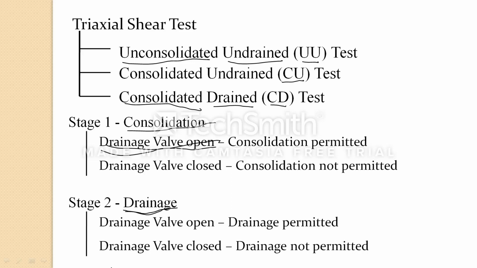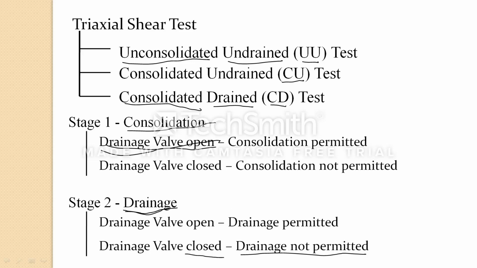So this is one of the basics of the triaxial shear test. The test has mainly two stages, stage one and stage two. Stage one is the consolidation stage, and stage two is the shear stage, or we can say the drainage stage. In stage one, consolidation is permitted if the drainage valve is open. Even in stage two, drainage is allowed if the drainage valve is open. Clear?